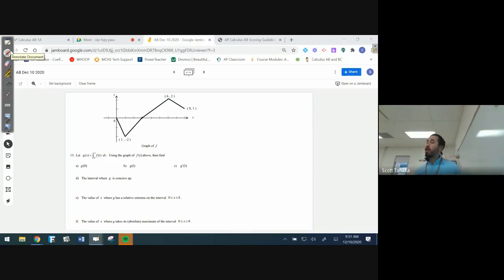All right, here we go. Relative extrema for G. Relative extrema means the first derivative.